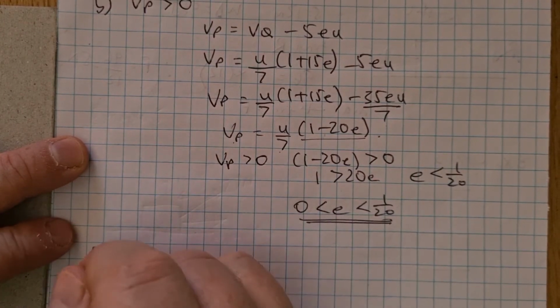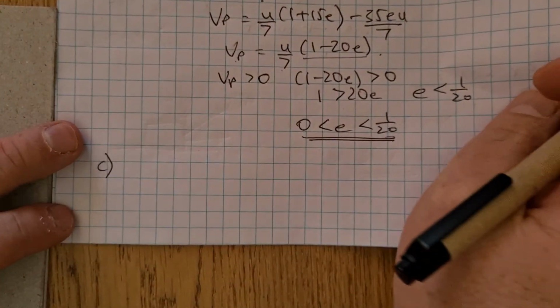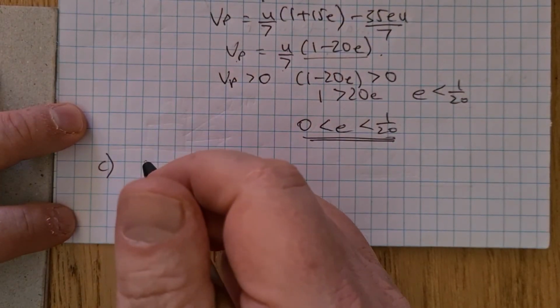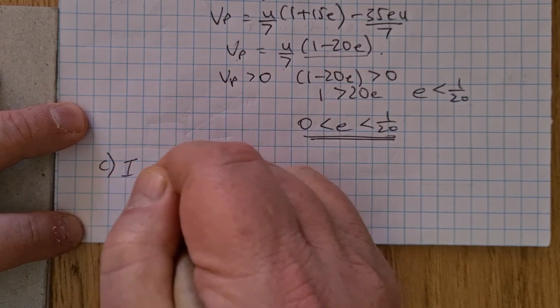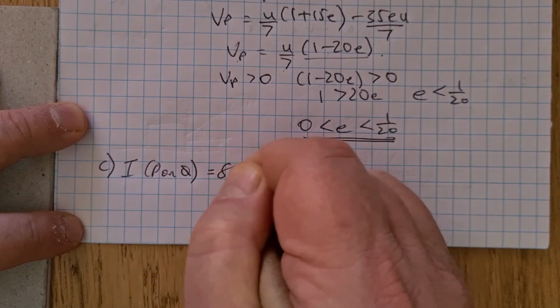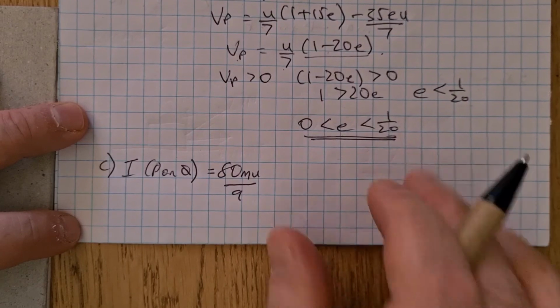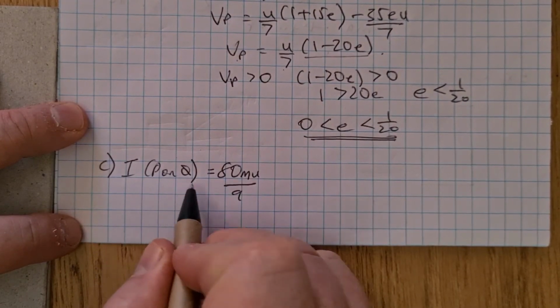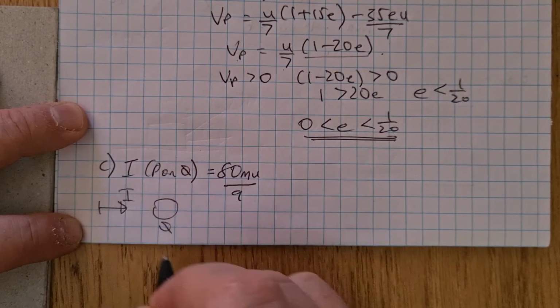And the last part of the question, part C, basically takes us back to chapter 1. It gives us that the impulse of P on Q is going to equal 80mu over 9. So if I just do another quick sketch, if it's P on Q, we're looking at Q. So the impulse is going to be in that direction.